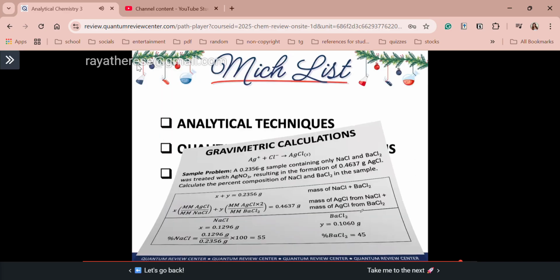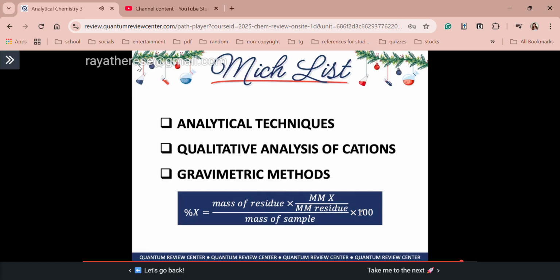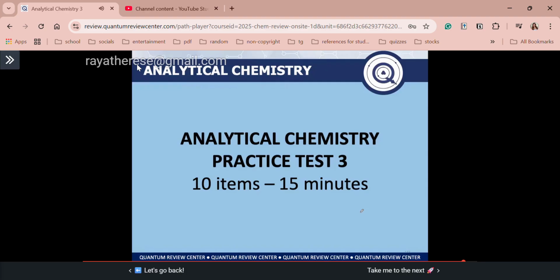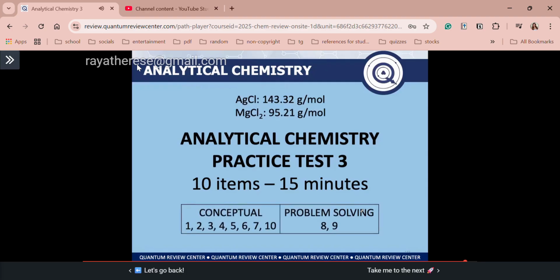Alright? So guys, here is our list. Oh, there's not much listed. We only have concepts. Only one has a calculation, about the gravimetric factor, or you can use dimensional analysis. Okay? So guys, please answer practice test 3. Here are the molar masses you need. So 1A, here it is. And do not forget to submit this via our practice test forms.